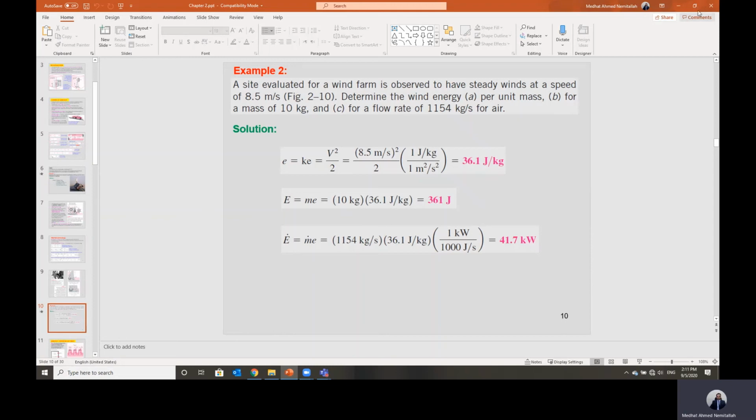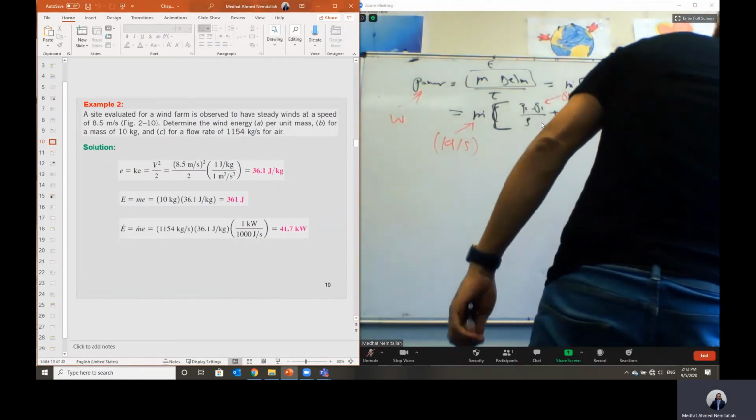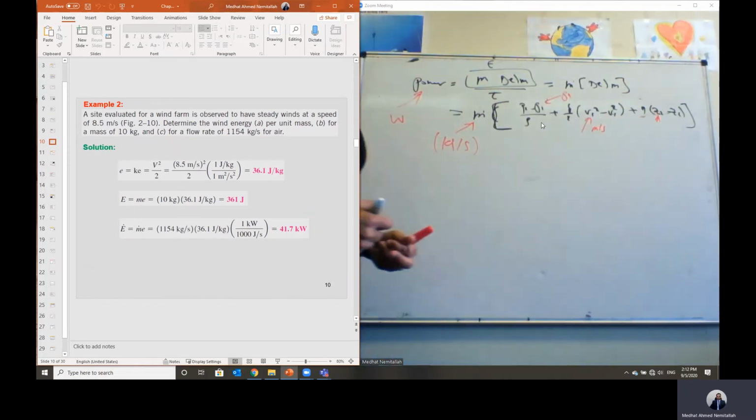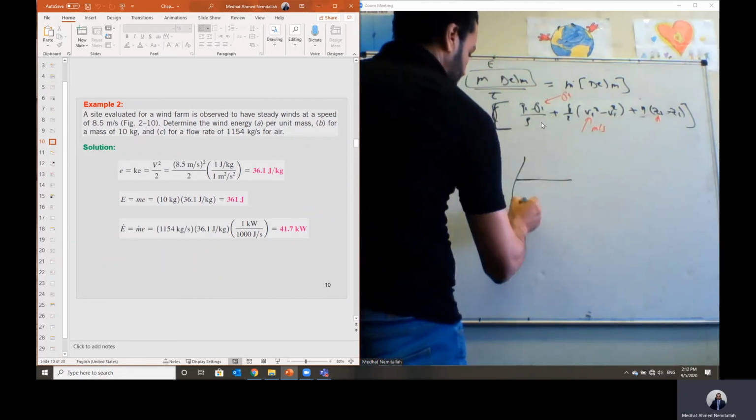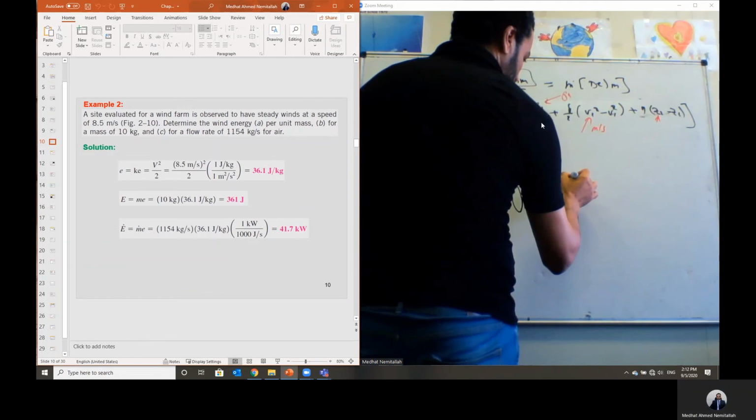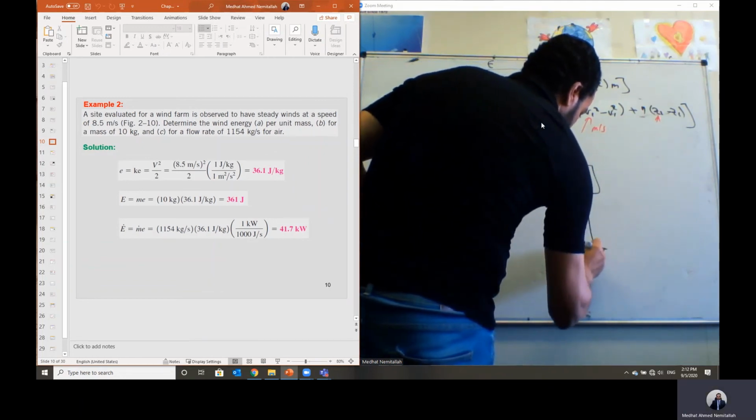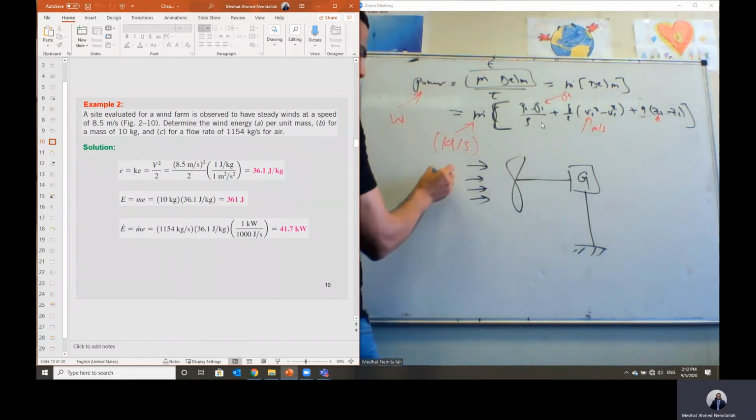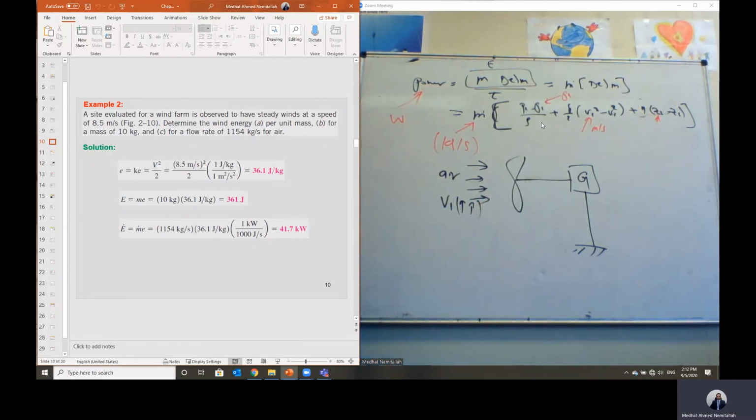Here it says we have a site being evaluated for a wind farm. A wind farm is used to generate electrical power using wind energy. The idea is that we can have a fan whose shaft is connected to an electric generator, and it is fixed so that free air is coming with high velocity. So air is coming with velocity, let's say V1. This velocity is high.